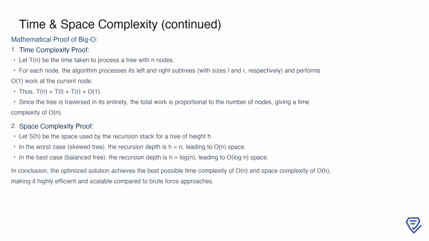In the worst case of a skewed tree, h equals n, resulting in O(n) space. In the best case of a balanced tree, h equals log n, resulting in O(log n) space. Ultimately, the optimized solution achieves the best possible time complexity of O(n) and space complexity of O(h), making it both efficient and scalable compared to brute force methods.